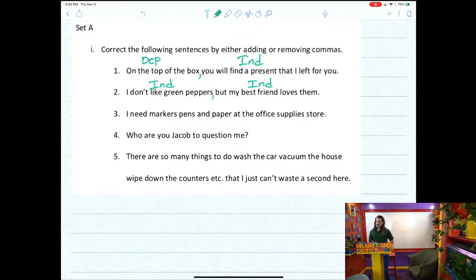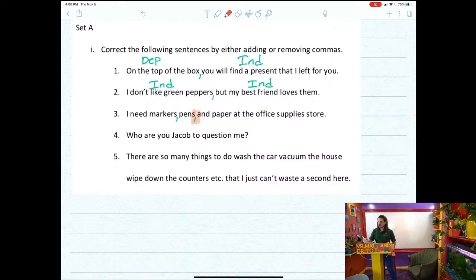Number three: I need markers, pens, and paper at the office supplies store. So I need markers, comma, pens, comma, and paper at the office supplies store. If you chose not to use the Oxford comma, then you wouldn't have that comma right there, and that would be fine as long as you were consistent.